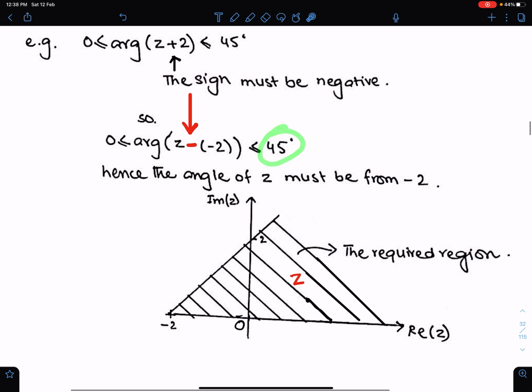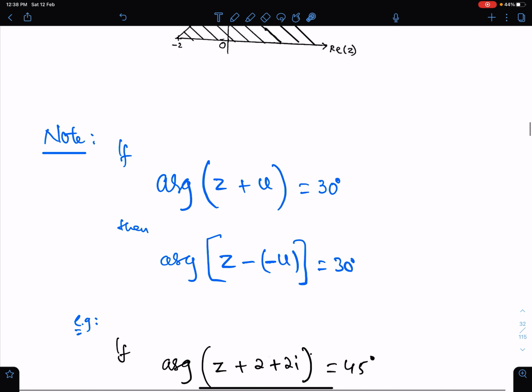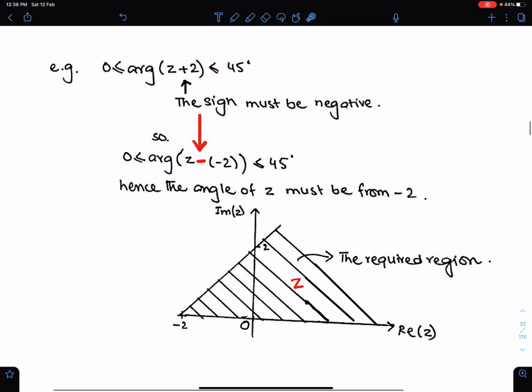So first you have to draw minus 2. This is minus 2. And this angle is 45. And I told you, to draw 45, go same units right and same units up. You are going 2 units right, so you have to go 2 units up. So this is the 45-degree line. Since z lies between 0 and 45, you have to shade this region. This is the required region.